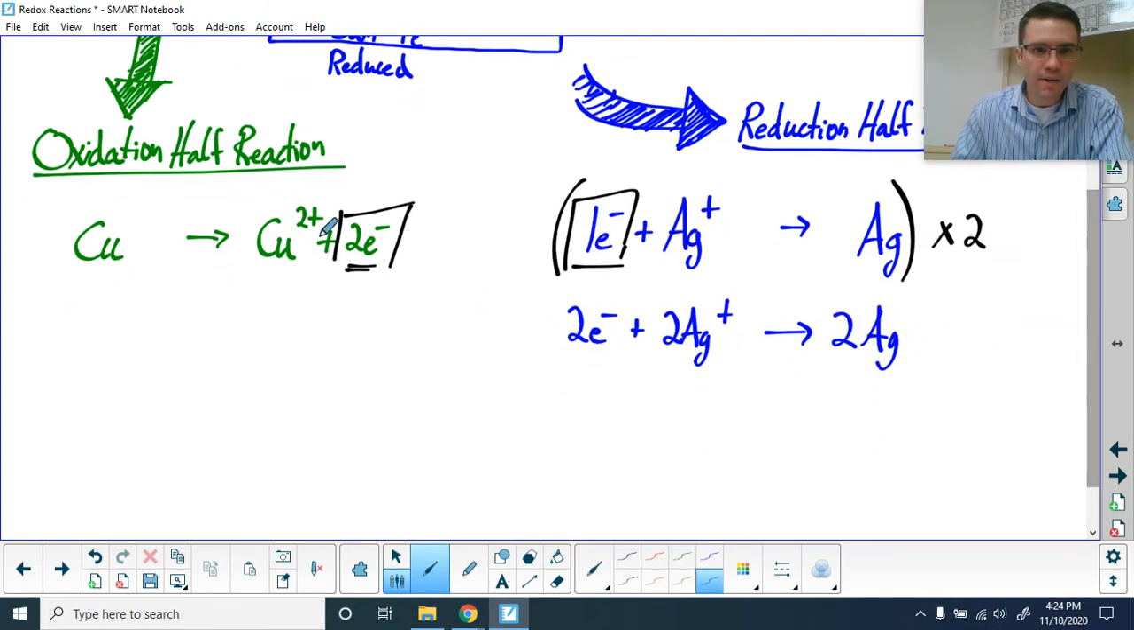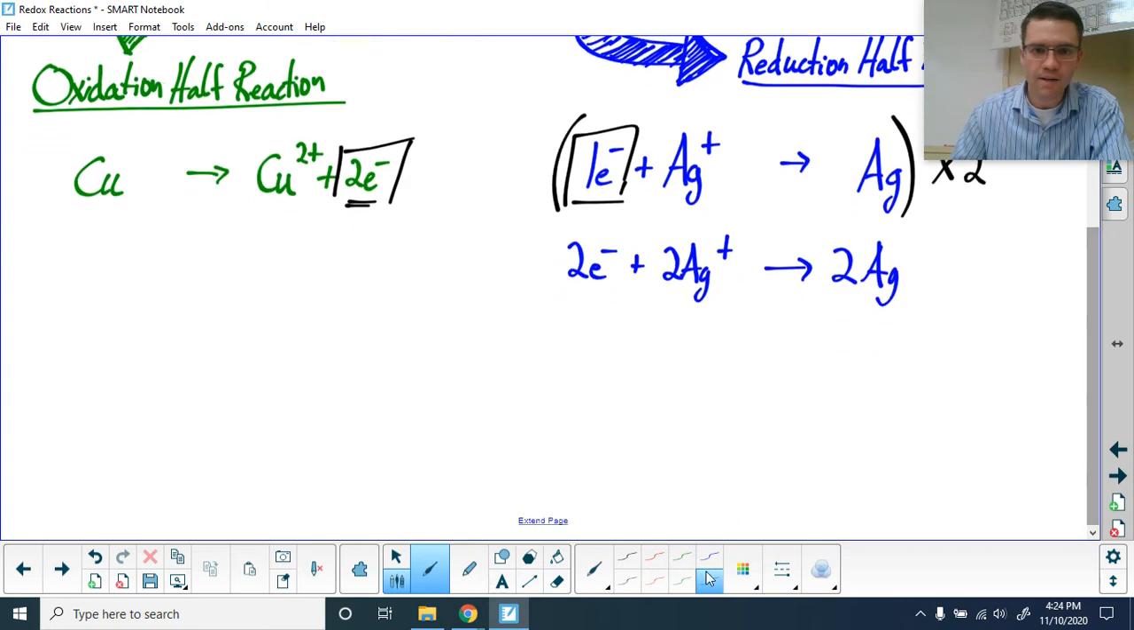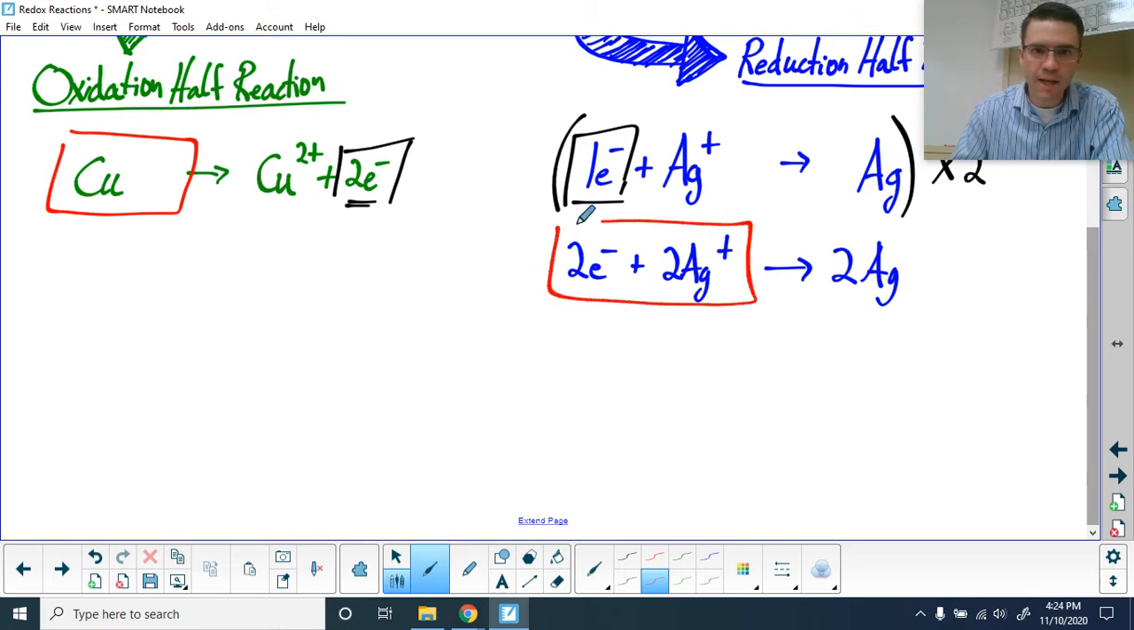And if you add these 2 reactions together now, the oxidation half reaction and the reduction half reaction, this is how you add reactions together. You take all of the reactants of both equations and you put them together in one big equation.